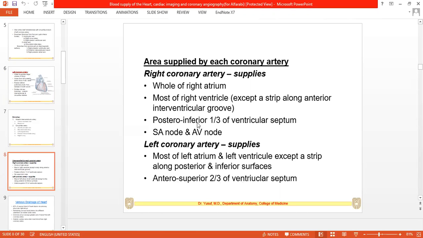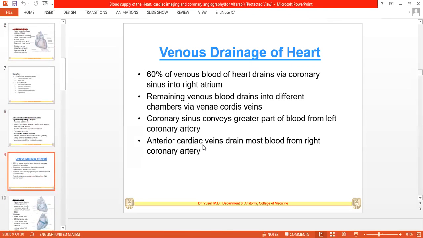The posterior inferior 1/3 of the interventricular septum, which is between the two ventricles, is supplied by the right coronary artery, but the anterior 2/3 of the ventricular septum will be supplied by the left coronary artery. So these are the areas supplied by the right coronary artery as well as the left coronary artery.